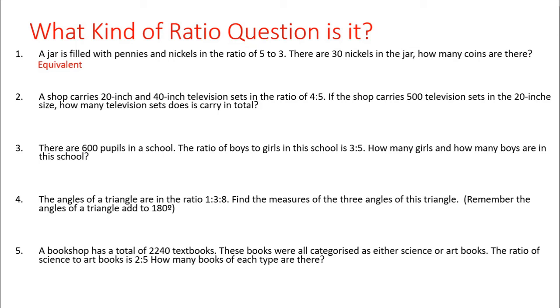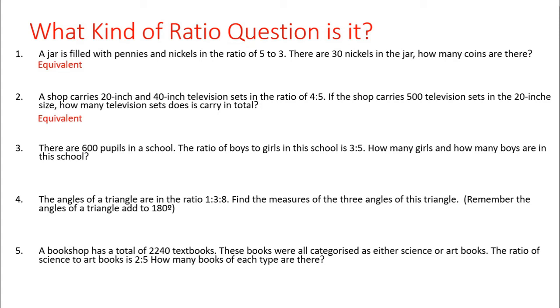Right, next one. Your shop carries 20-inch TVs and 40-inch TVs. Don't let those numbers confuse you with the question. The ratio of these TVs is 4 to 5. If the shop carries 500 televisions in the 20-inch size, so that's one side of that ratio, how many televisions does it carry in total? Okay, again, we're given a ratio, and one side of that ratio, that's another equivalent ratio question.